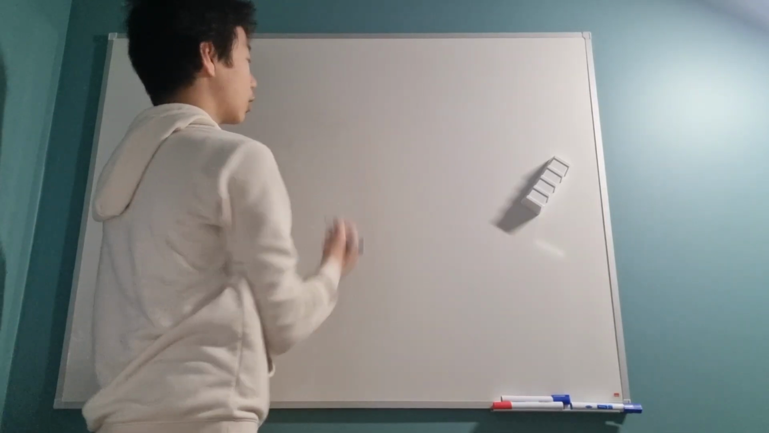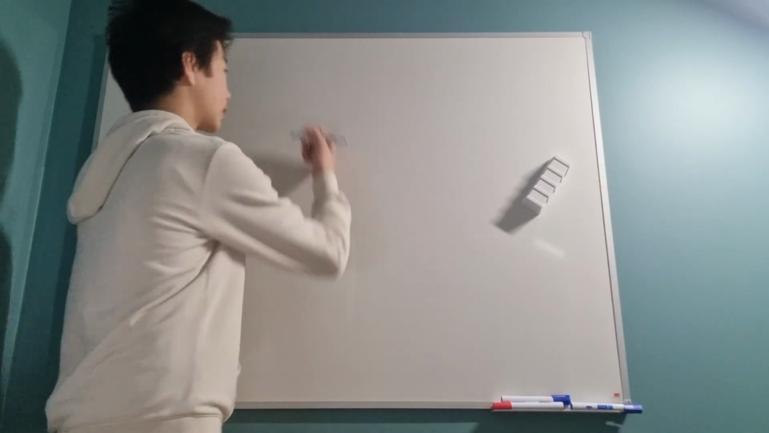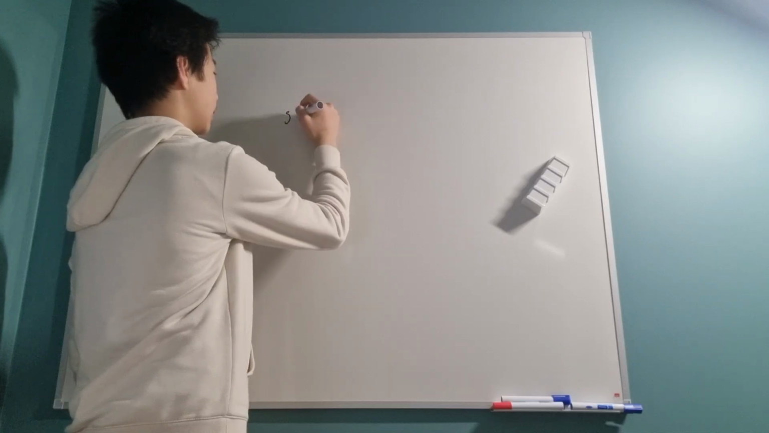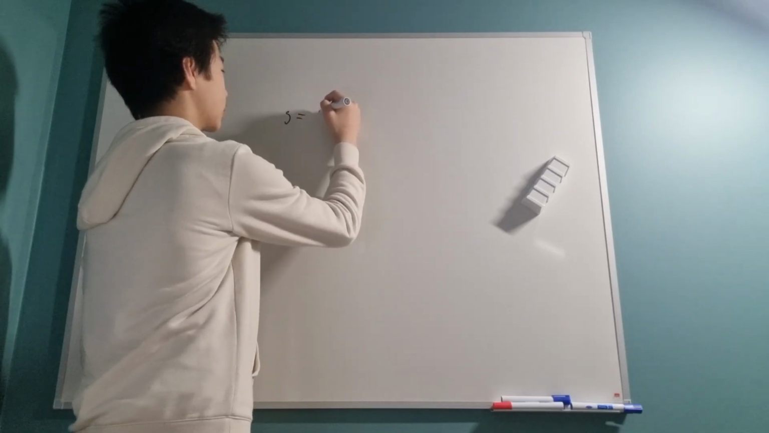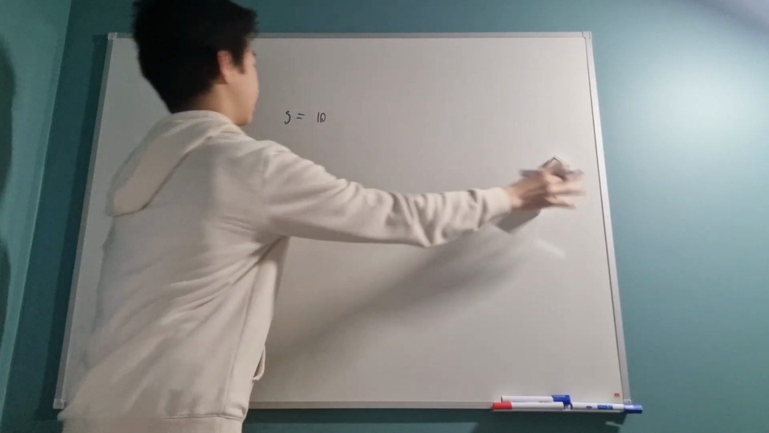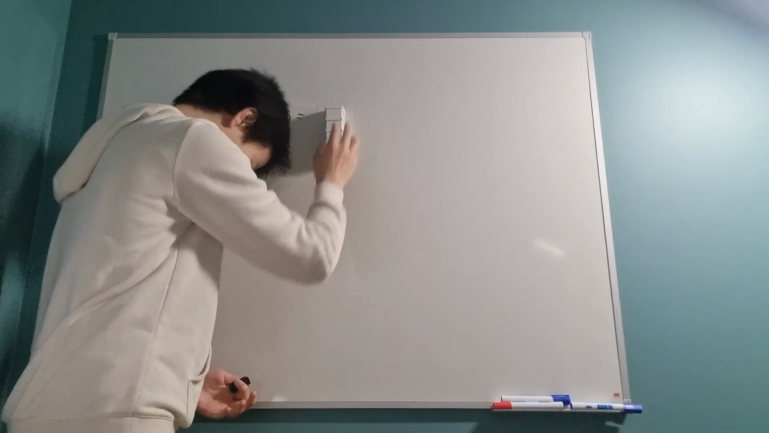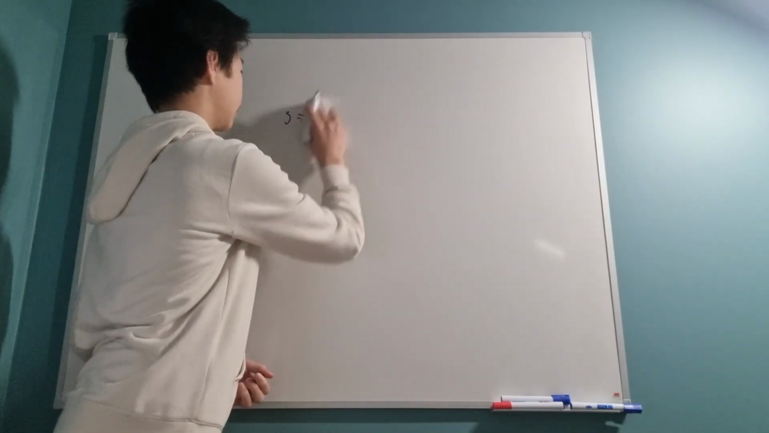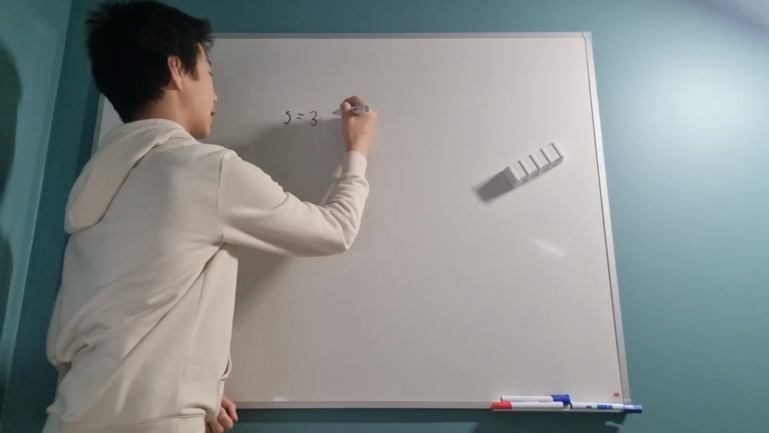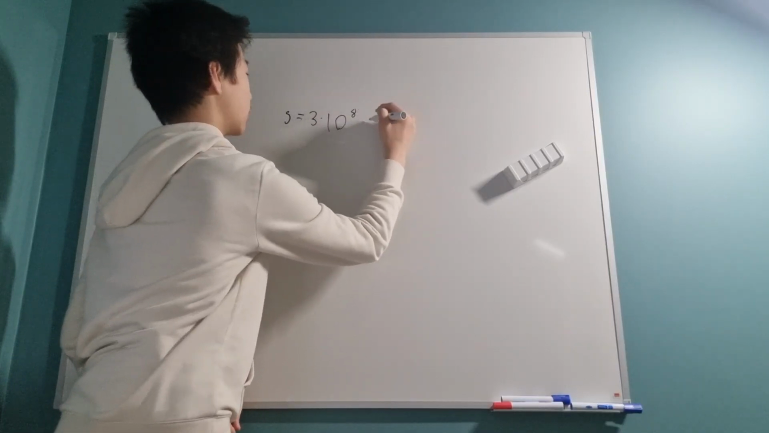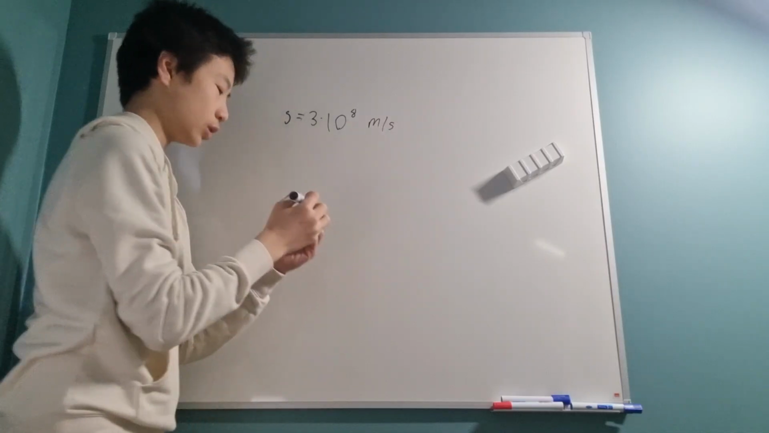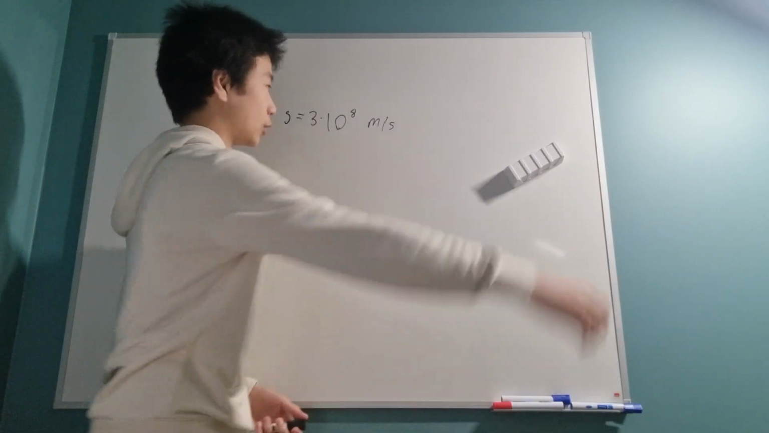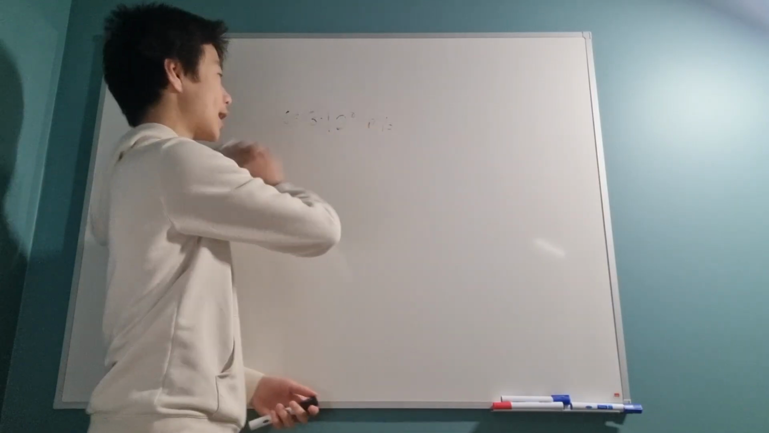What's the speed of light in a vacuum? As far as I remember, the speed of light is s equals 3 times 10 to the power of 8, and the unit is meters per second. So this is the speed of light in a vacuum, and it is actually extremely fast.